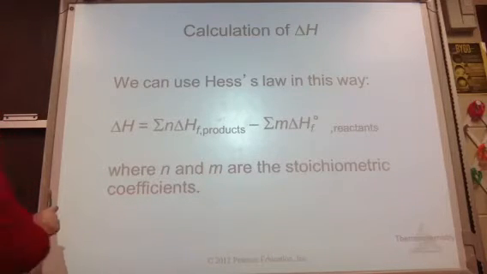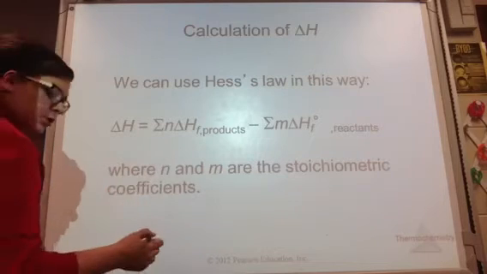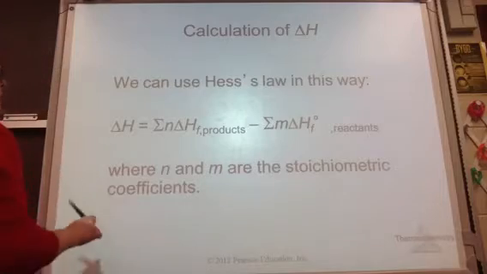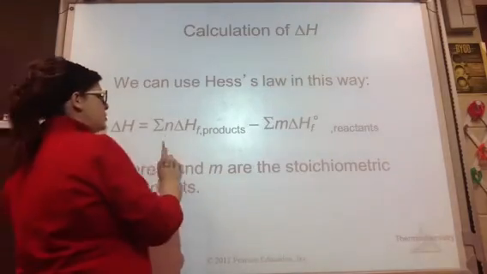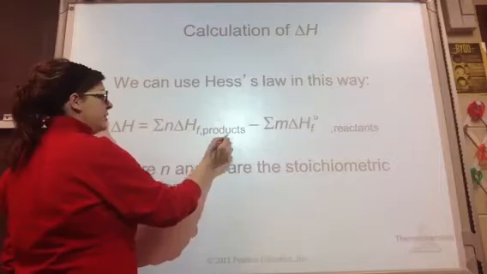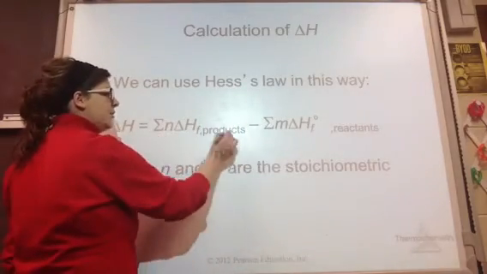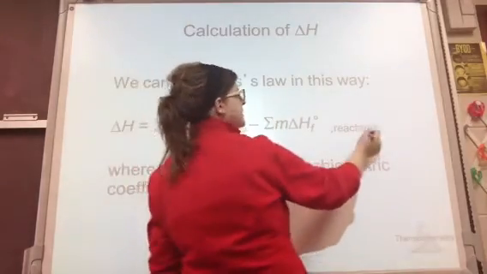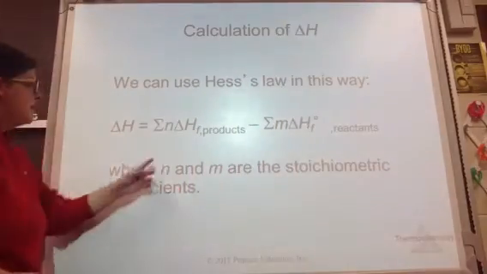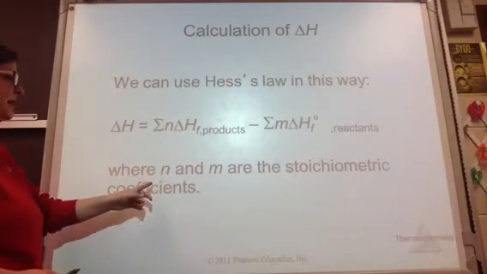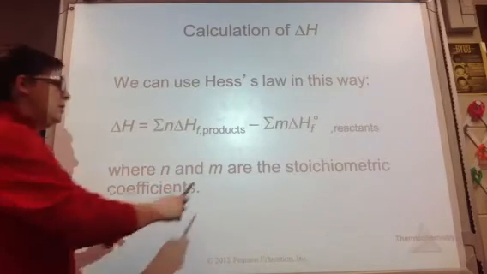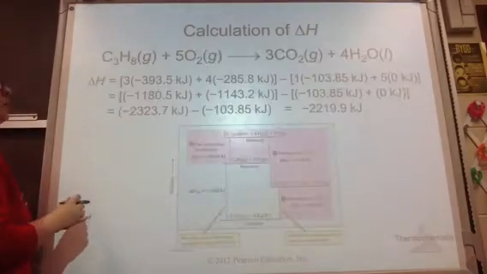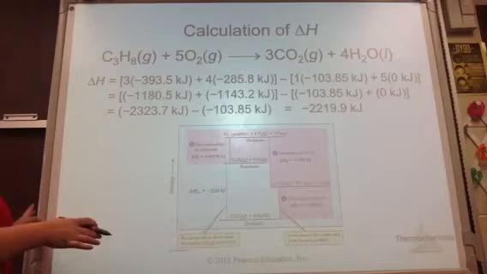So we could use the values of the standard enthalpies of formation that we have in Appendix C by doing delta H is equal to the sum of the standard enthalpies of formation of the products minus the standard enthalpies of formation of the reactants. This n here is just going to represent the stoichiometric coefficient. The m here just represents the stoichiometric coefficient. Okay, what on earth do I mean here?